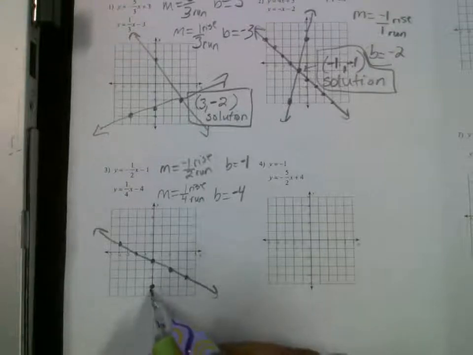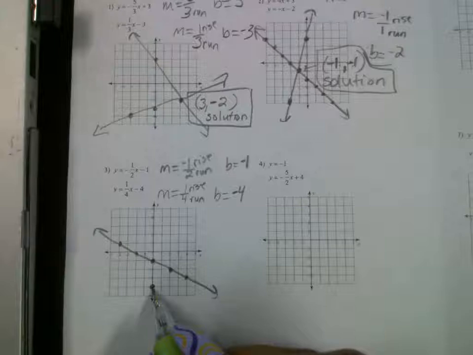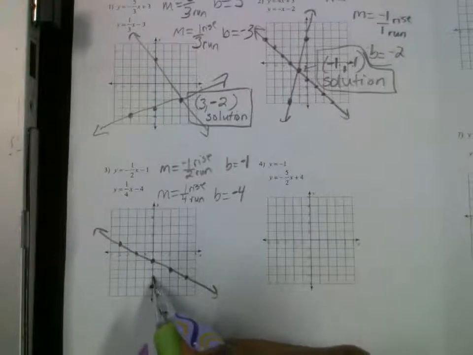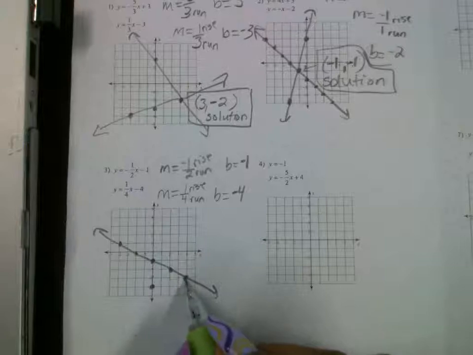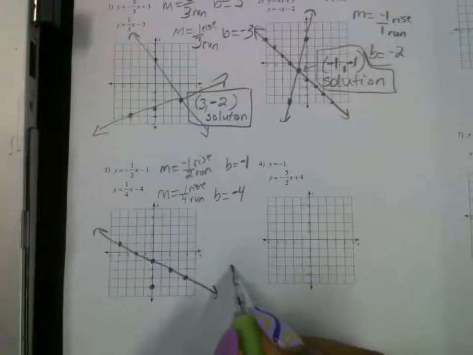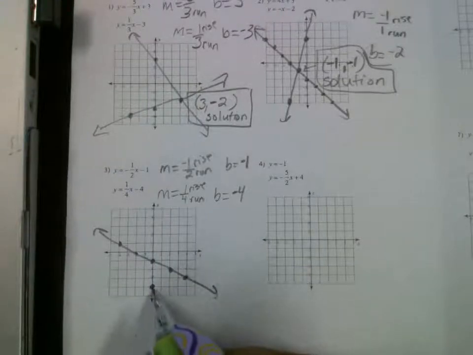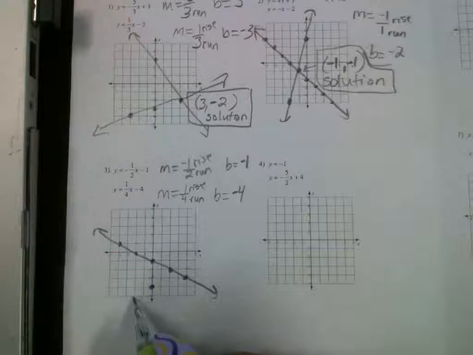So now from here, where do I go? Up or down? Up 1. Right 4. 1, 2, 3, 4. Do it again, and I don't have enough space. How do I put points in the opposite direction? Down 1 and then what? 1, 2, 3, 4. Okay?